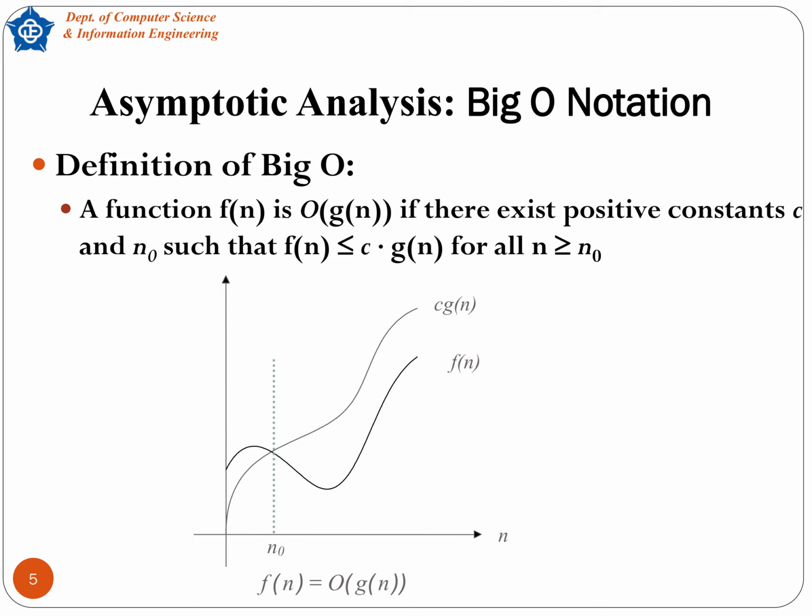To the right of n₀, the curve for f(n) never crosses above the curve for c times g(n). That picture really drives home the idea. Beyond a certain point, g(n), up to that constant factor c, serves as a solid upper bound on f(n). In other words, f(n) doesn't grow any faster than g(n) asymptotically, so we write f(n) equals O(g(n)).